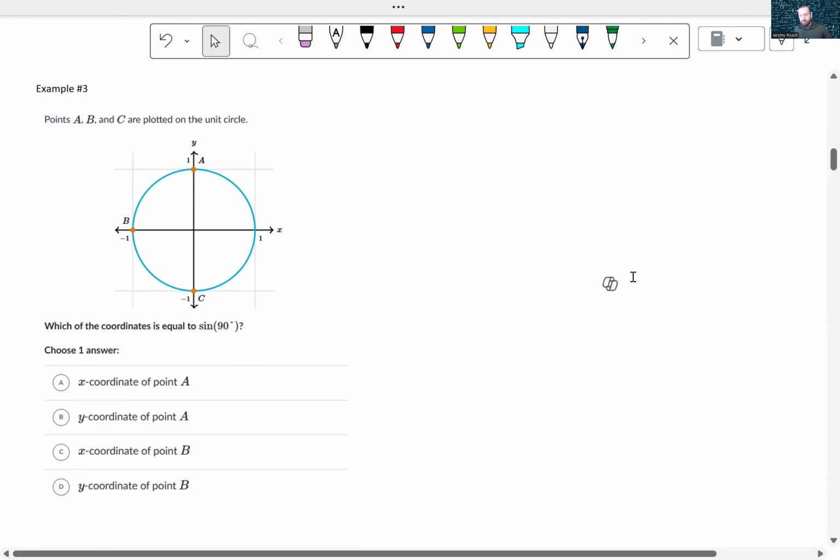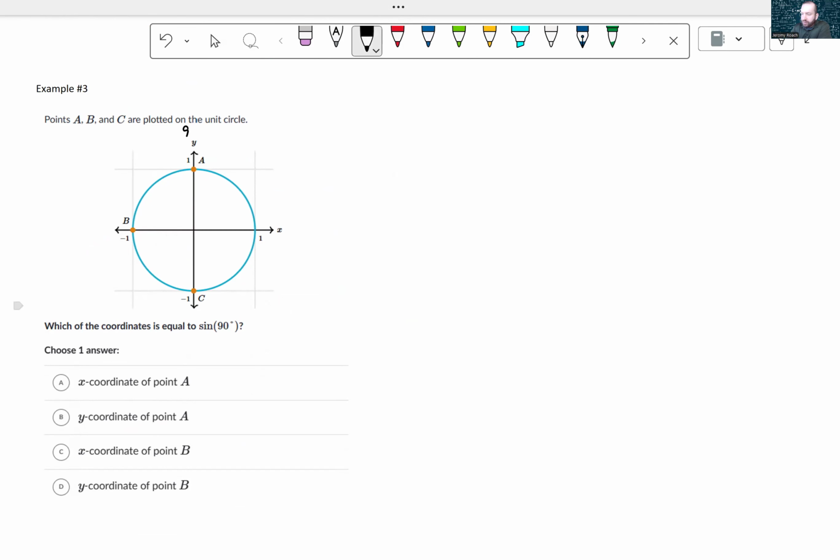Same kind of question as number one. We have A, B, and C on the circle, and we want to know which coordinate is equal to sine of 90. 90 degrees is here, so it's going to be coordinate A. You can cross out these answer choices. And it wants to know sine of 90, and sine corresponds to the y coordinate. So it's going to be the y coordinate of A.